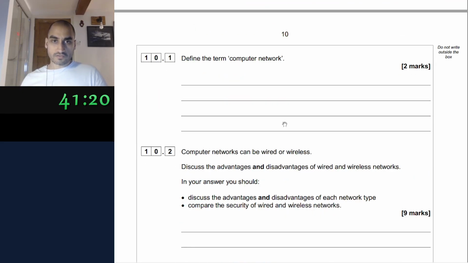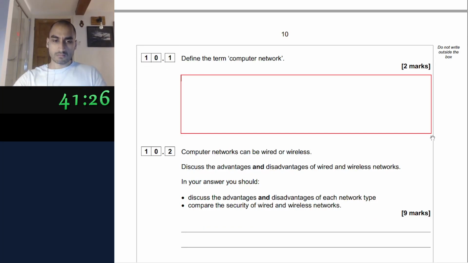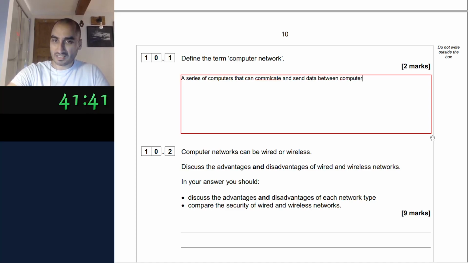Okay. Define the term computer network. It's a network. A series of computers that can communicate and send data between computers, I guess, at the most rudimentary level. Communicate.